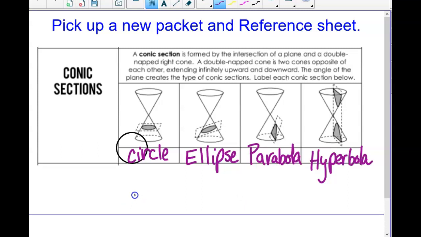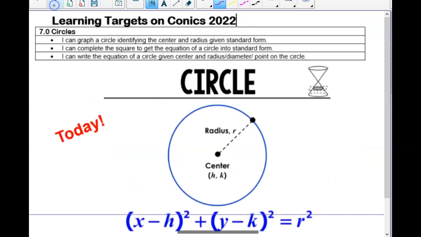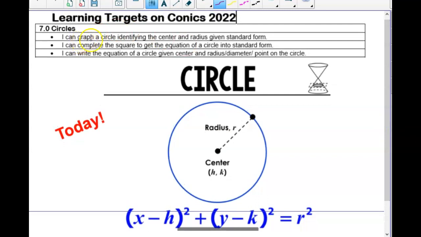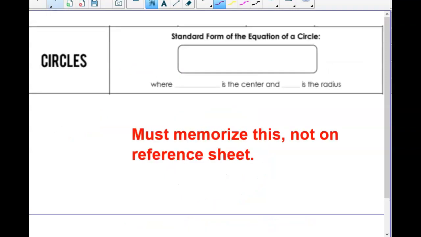All right, more on all of those to come. Today, we're going to stick with the basic circle. So our learning targets are to graph a circle and find the center and radius, and then complete the square given a funky form so that we can then graph it and find the center and radius, or what's called standard form. And then also write the equation of a circle. So that's what we're going to be doing today.